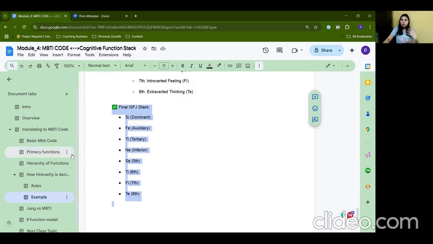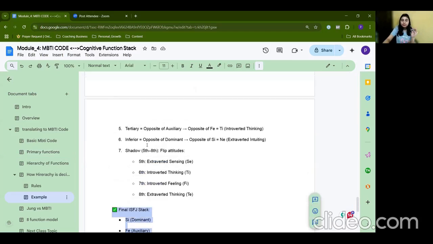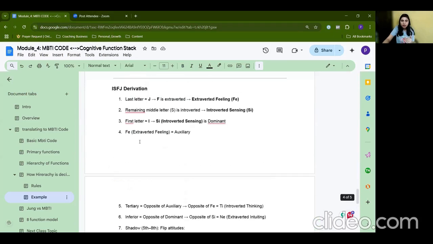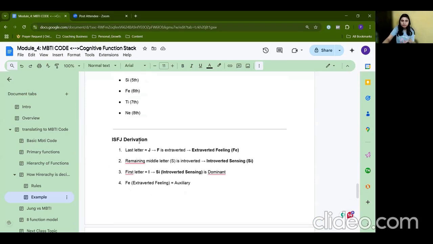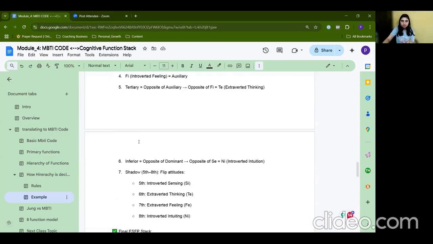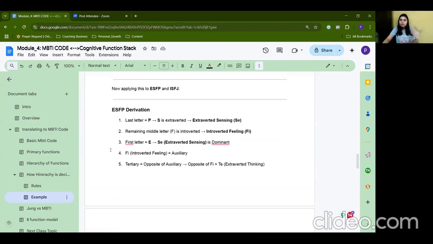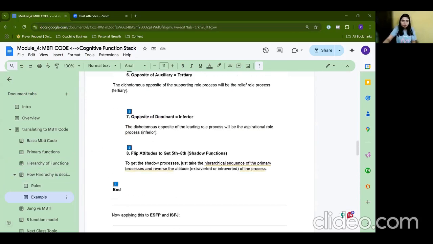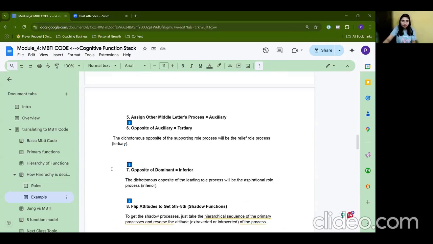Now it's a lot to understand. So if you are still not clear, then I would suggest you pause the video and go back and try to revise it once again, how the derivation stands. But as you practice more and more, it will be much easier for you. All right. So that's the derivation of the hierarchy of different functions, the cognitive function stack.